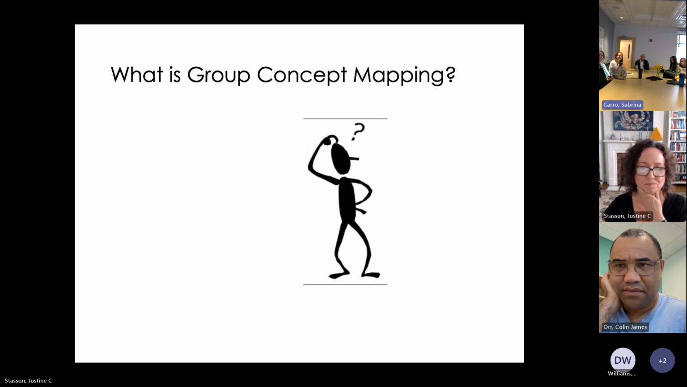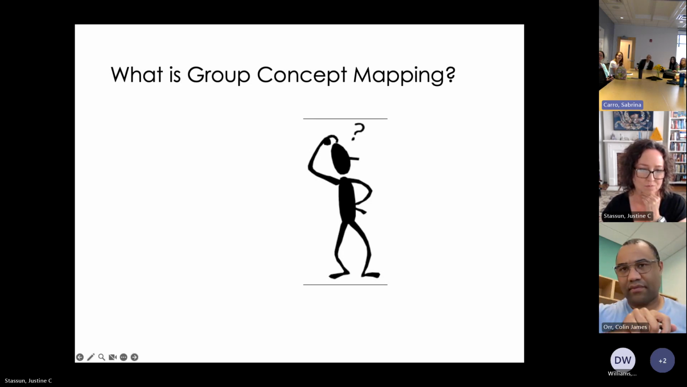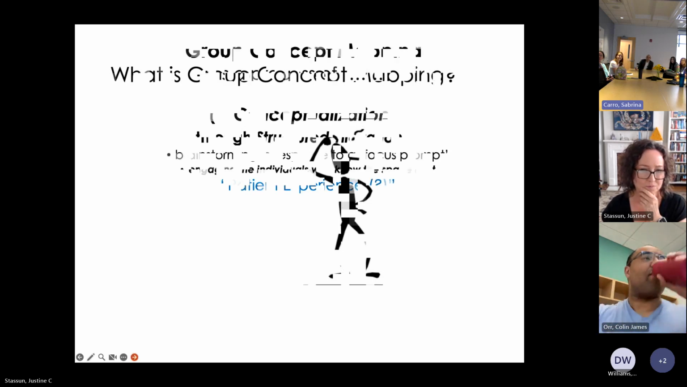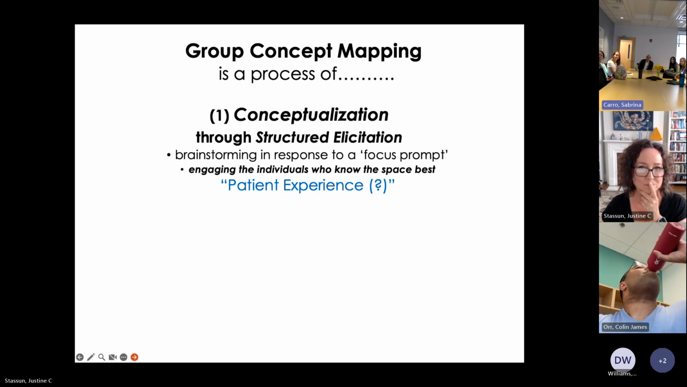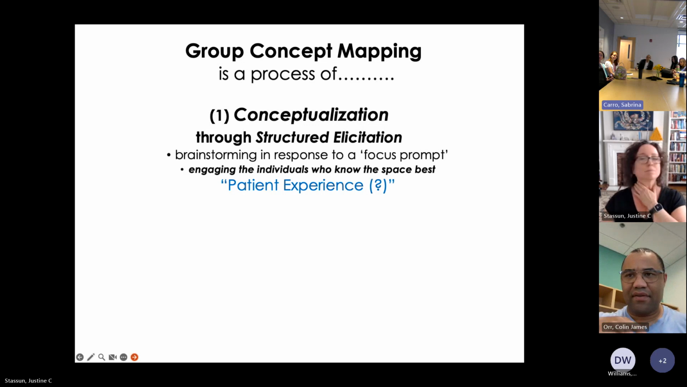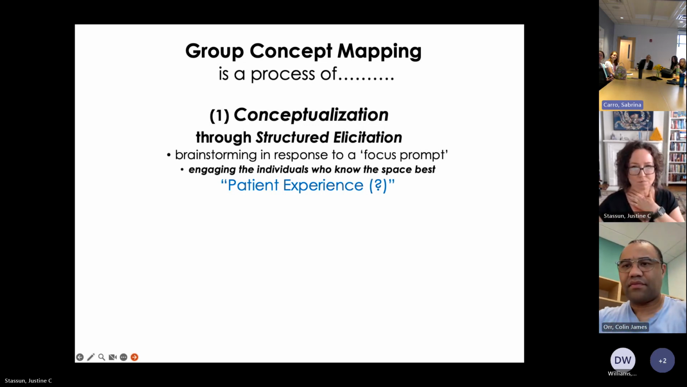Okay, so the reason I don't have an outline and the reason we do this experientially is because it's hard to describe what this process is by just talking about it. If you want more advanced, thank you. And the reason it's hard to describe is because it starts out with the explanation that group concept mapping, the first step, is conceptualization through structured elicitation. And I say that, like, what does that mean, right? So that's what we're going to do: unpack that.